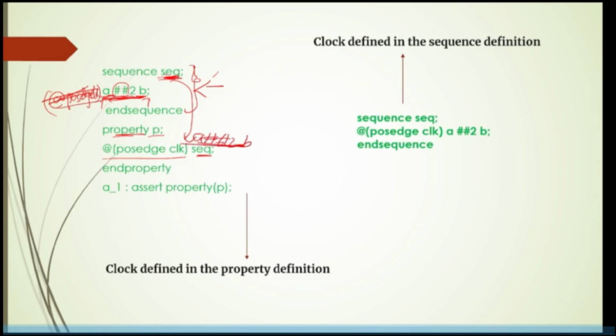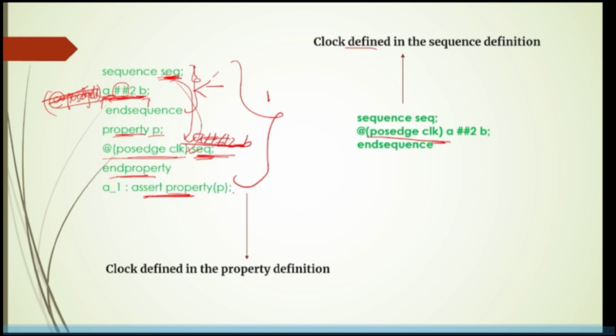So instead of writing all this, you can just mention the sequence name. Similarly, if you have two sequences and want to check that condition also, here at the posedge of clock, you can just mention it like that, and then you can assert the property. You can either write it in this way, or if you have only one sequence, then you can just initiate the clock within the sequence itself.